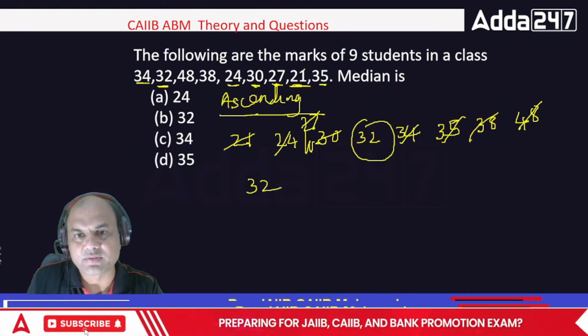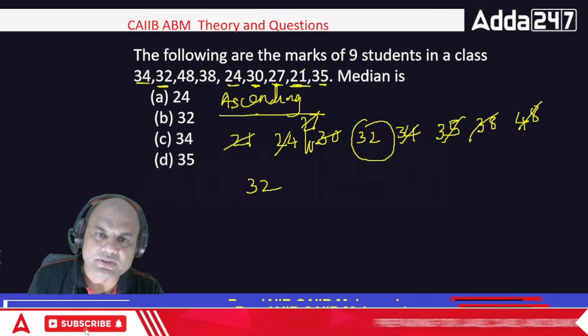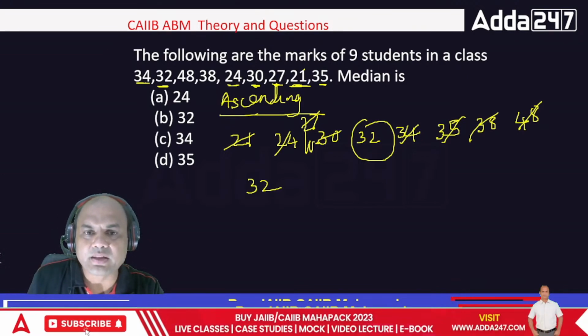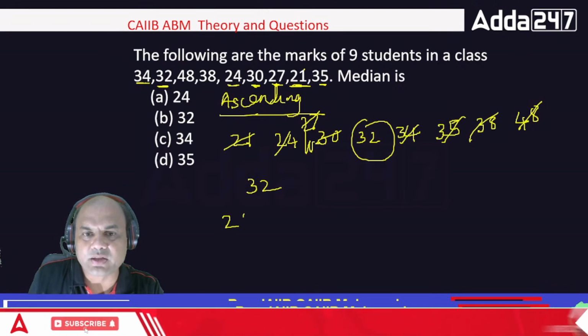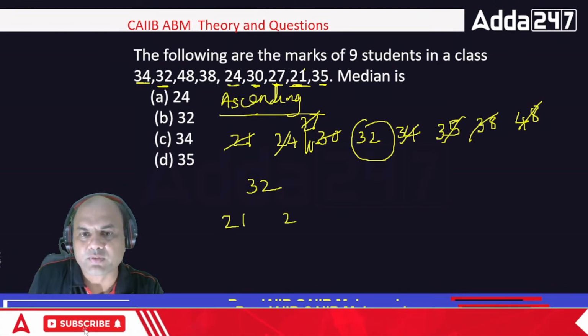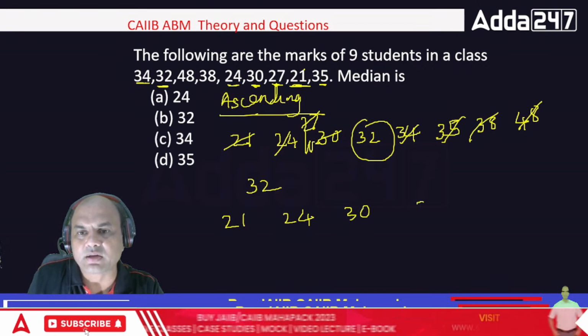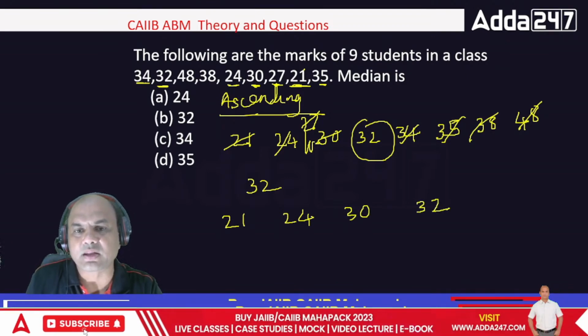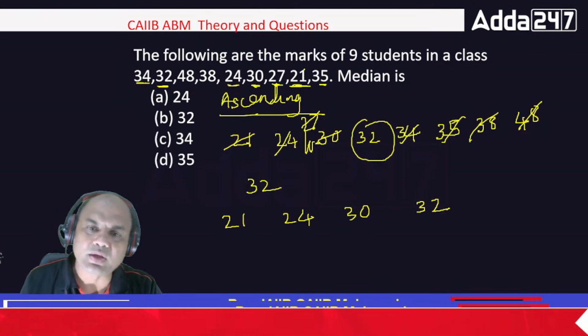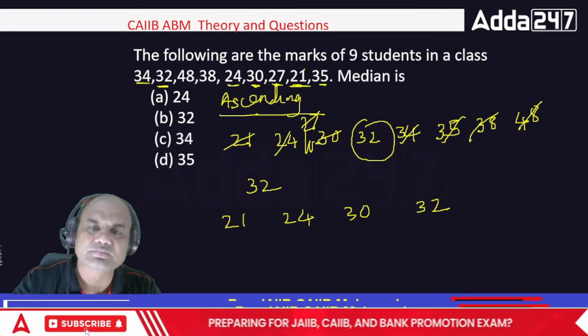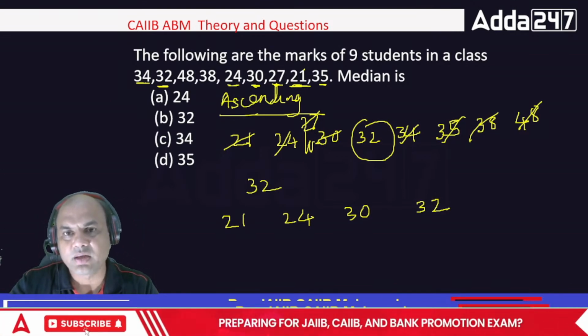Okay, got it everyone? I'll ask you one more question. Find the median if the following data is 21, 24, 30 and 32. Four numbers are there. Now give me the median. Who can give me the median? Easy one.